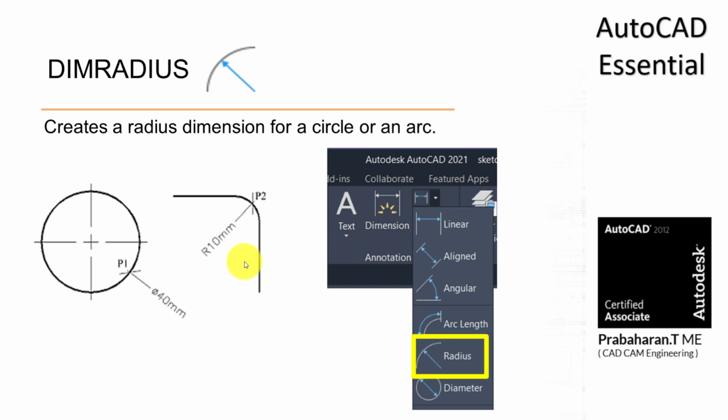So what is the difference between dimension diameter and dimension radius? See now, this is the complete object. In this complete object, we can mark diameter. Even we can mark radius, no problem. But if it is not a complete 360 degree object, if you have only half of the circle or it is an arc, you should use only dim radius.